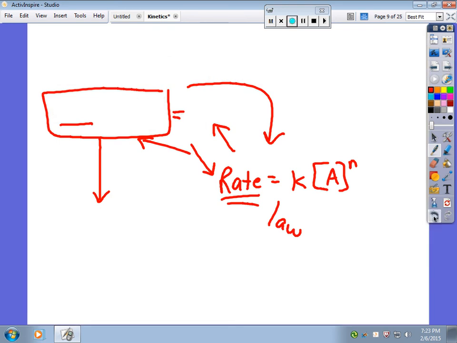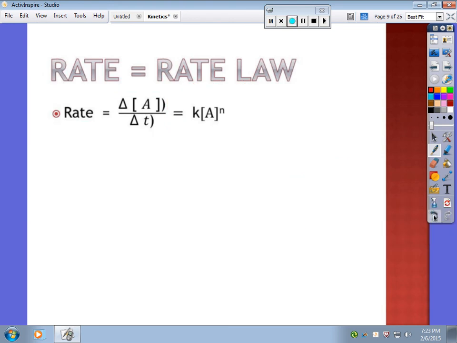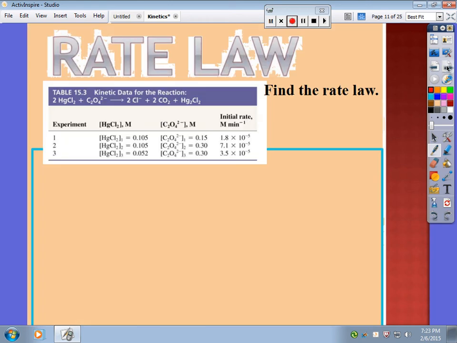Okay, so rate equals rate law. They're both equal to each other. This is rate, and this is rate law. But they both say the word rate in front of them. Got that? Okay, so let's look at this information here.